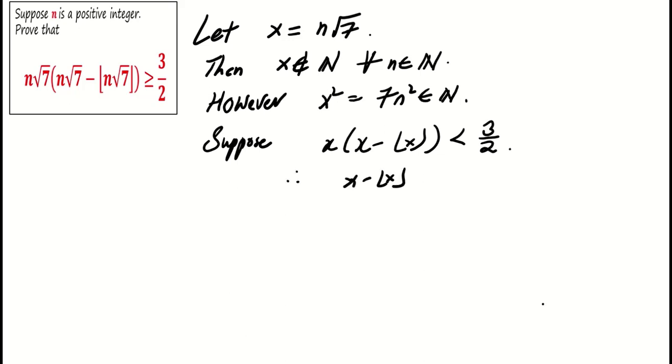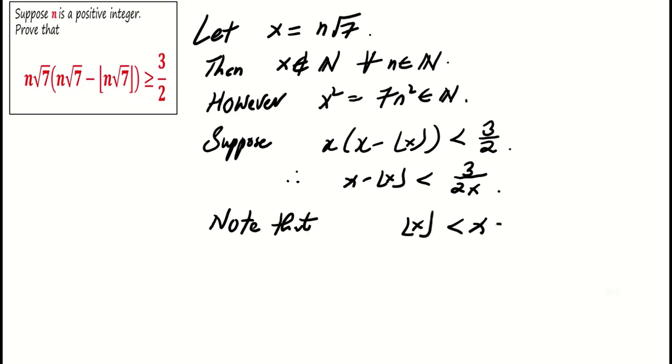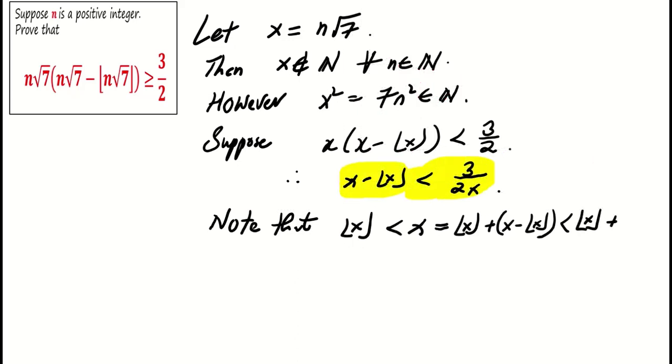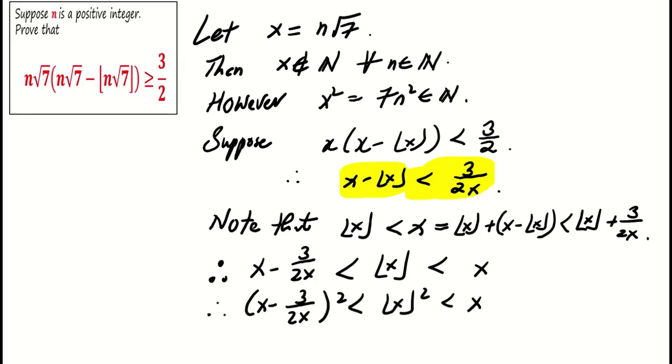Then x minus the floor of x is less than 3 over 2x. Since the floor of x is less than x, we can write x as the floor of x plus x minus the floor of x. With the previously mentioned inequality, x is less than the floor of x plus 3 over 2x. This implies that x minus 3 over 2x is less than the floor of x, which is less than x. Squaring each side, we obtain the following.